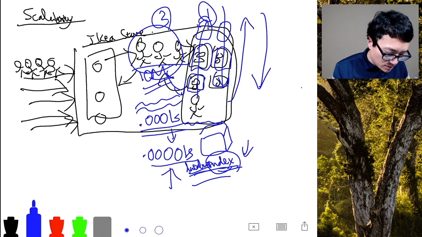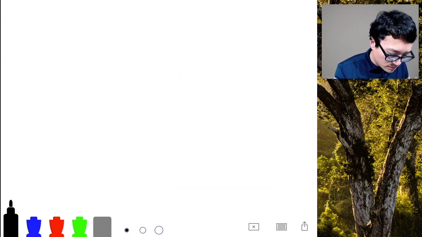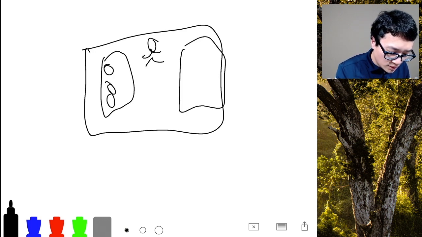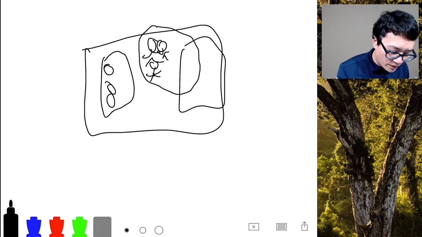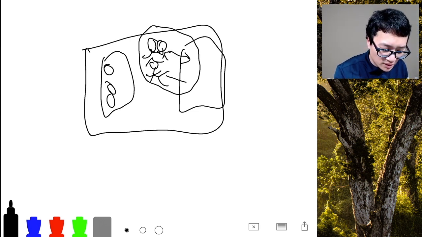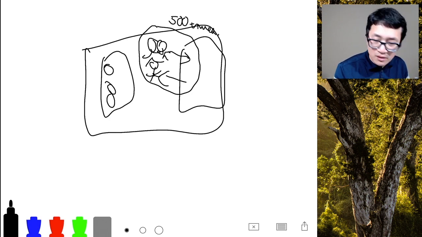Let's say it was a little bit more complex. Okay, so let's draw the same store again. Let's say what was happening, and maybe this is a little bit related to the previous one, is that the bottleneck was again somewhere over here. Maybe it's not 10 million, but they're visiting the warehouse, let's say, 500 times to assemble a furniture.